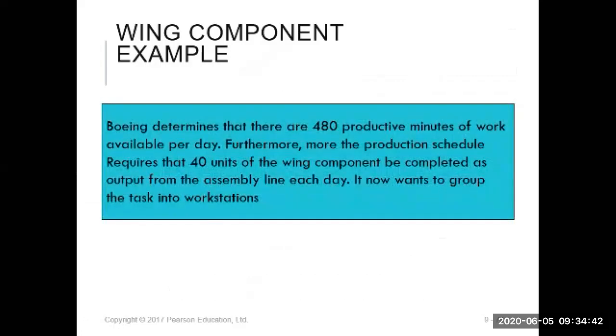We go back to the wing component example. Boeing determines that there are 480 productive minutes of work available per day. Furthermore, the production schedule requires that 40 units of the wing component be completed as output from the assembly line each day. Now they want to group the tasks into workstations.